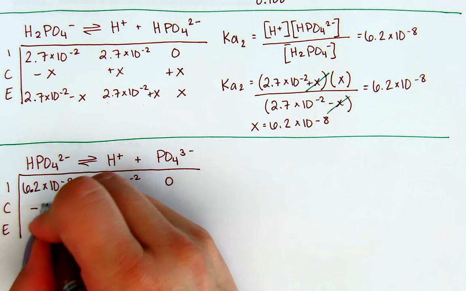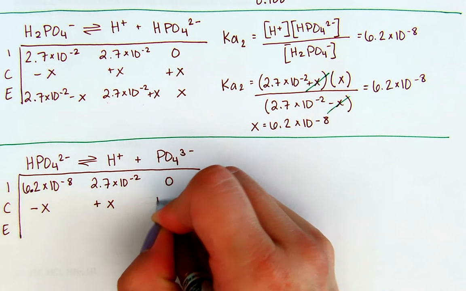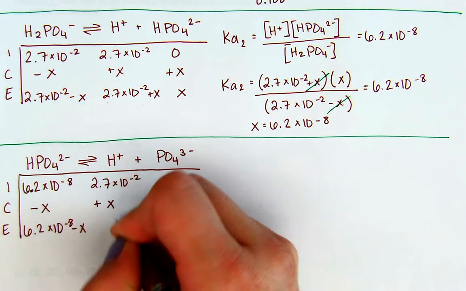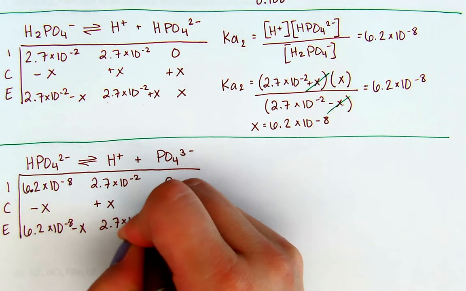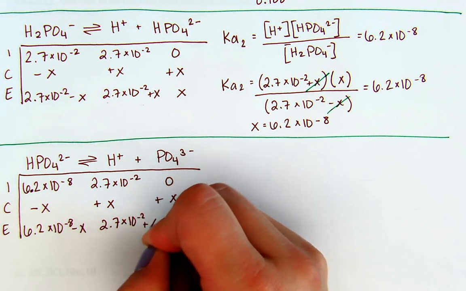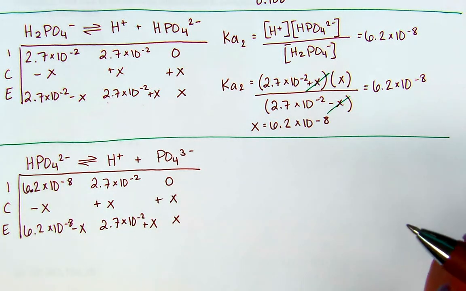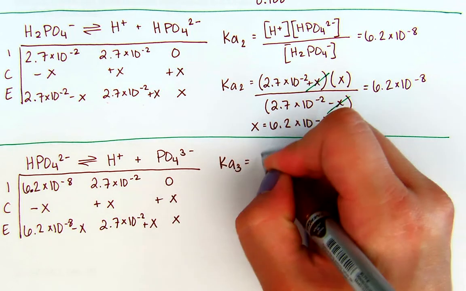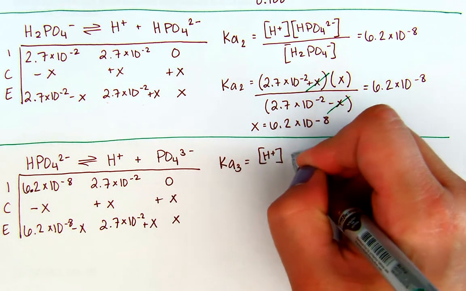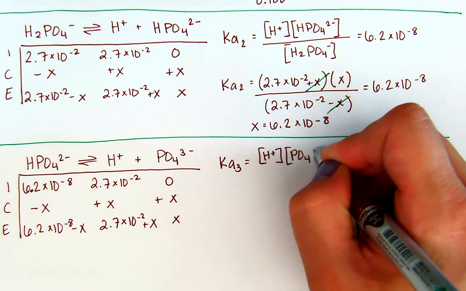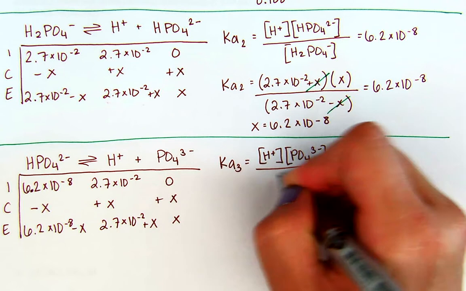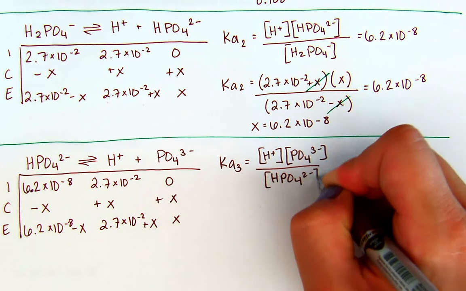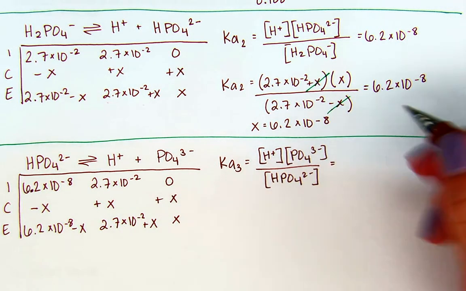And then again, just as we have always done, minus X plus X plus X. 6.2 times 10 to the negative 8 minus X. I hope you're seeing a trend here. We're doing basically the same things over and over. We're just tearing off one proton at a time. We'll do our Ka3 equals products over reactants. H plus and phosphate over HPO4 2 minus, and that's going to equal our Ka3.